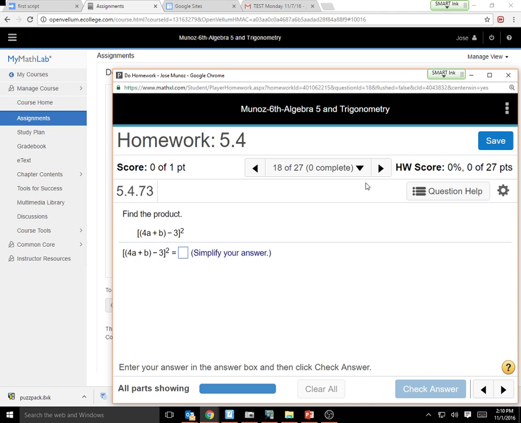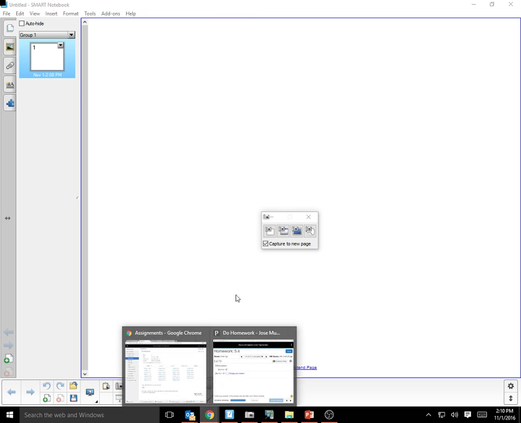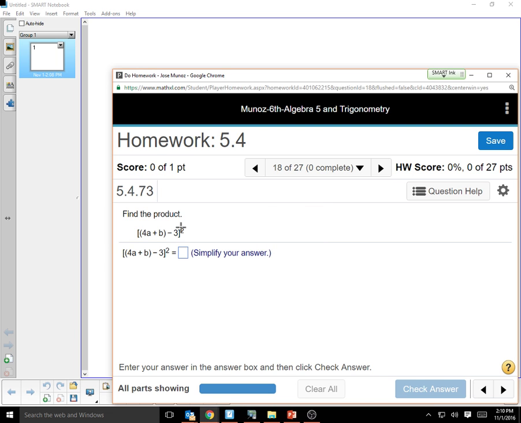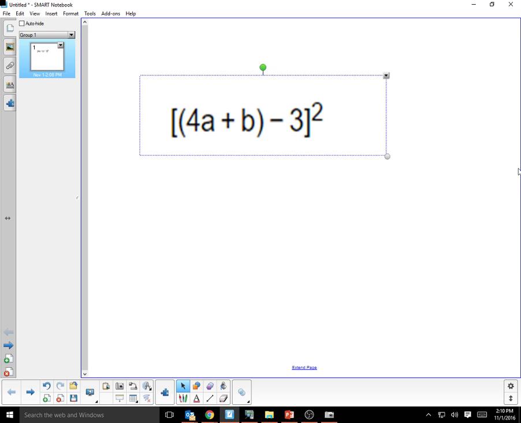Let's get started here. I'm going to go ahead and copy this one over. It's going to give me more space to work with. Okay, so just by looking at this, you should be able to recognize that this is going to be a perfect square, right? So it's just a binomial times itself twice. If you remember the rules that I gave you, that means you're going to end up with the first one, which is the quantity 4a plus b, squared.